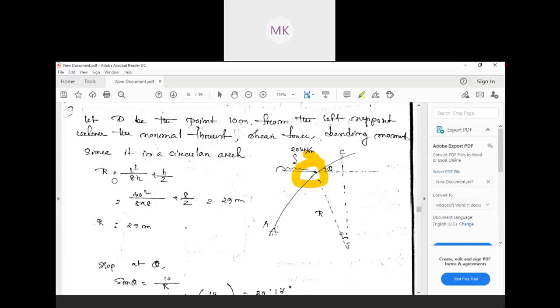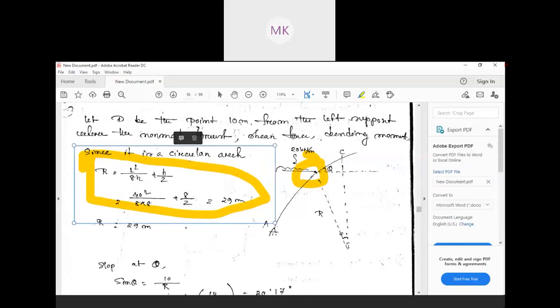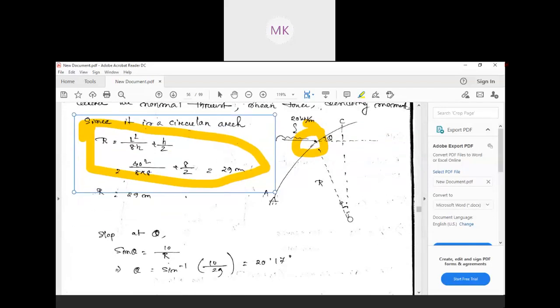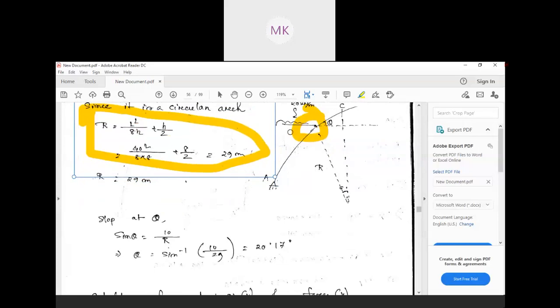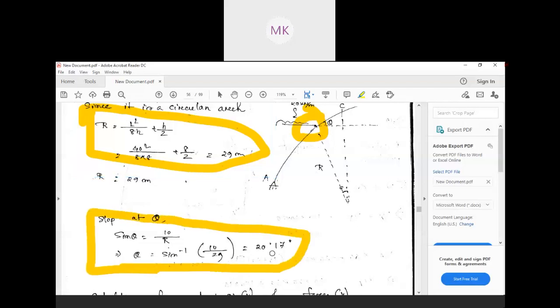It is a circular arc. We have already found out this radius R. Since it is circular, the radius will be the same everywhere. After that, we need to find out the slope, at what slope this point is. For finding this slope, by using sine theta, the given distance and R is the radius, so easily you can find out the theta from here, using sine inverse.